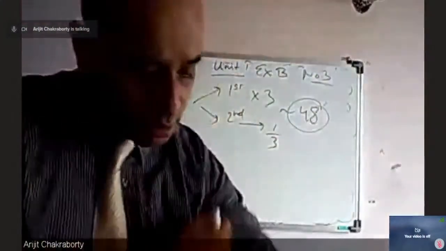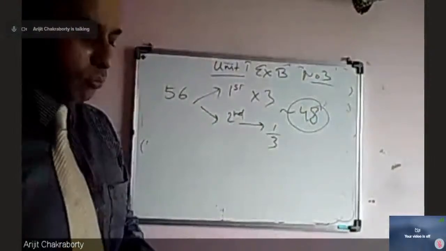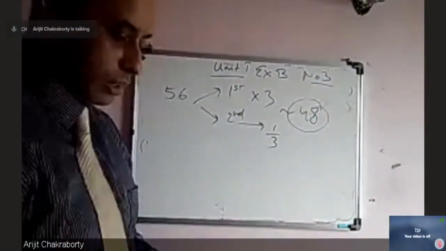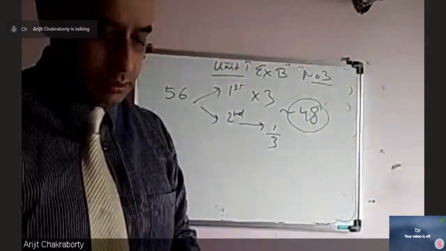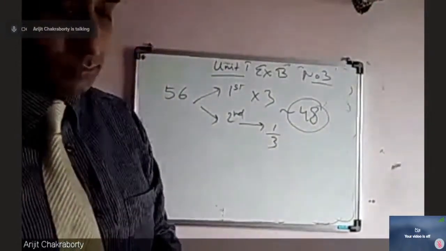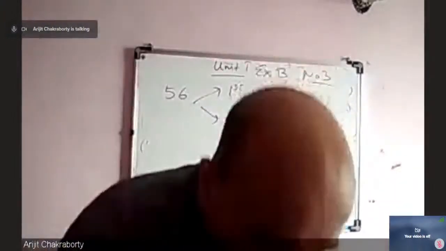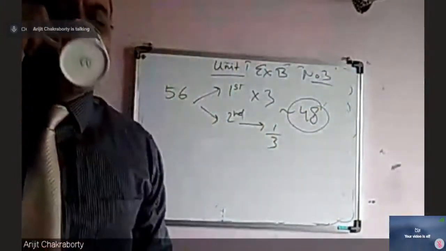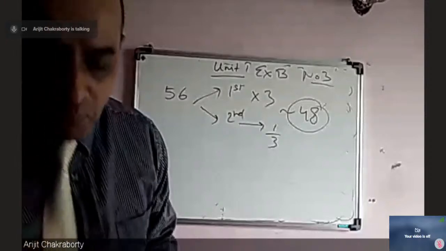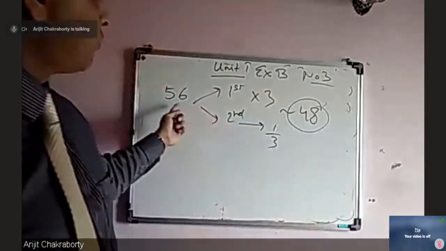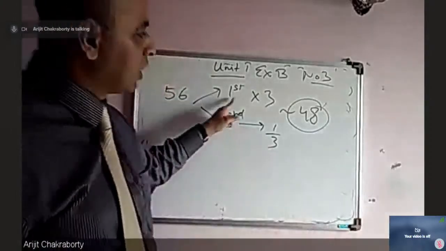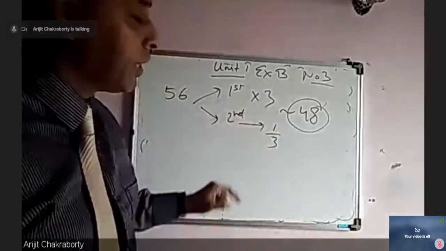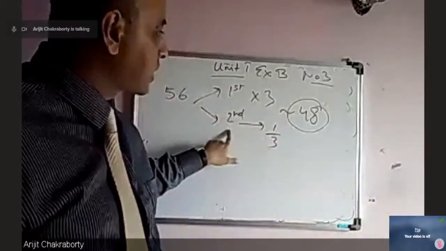I hope you have the problem in front of you, right? Please check the problem once again. So 56 is divided into 2 parts so that 3 times the first part exceeds 1/3 of the second part by 48.